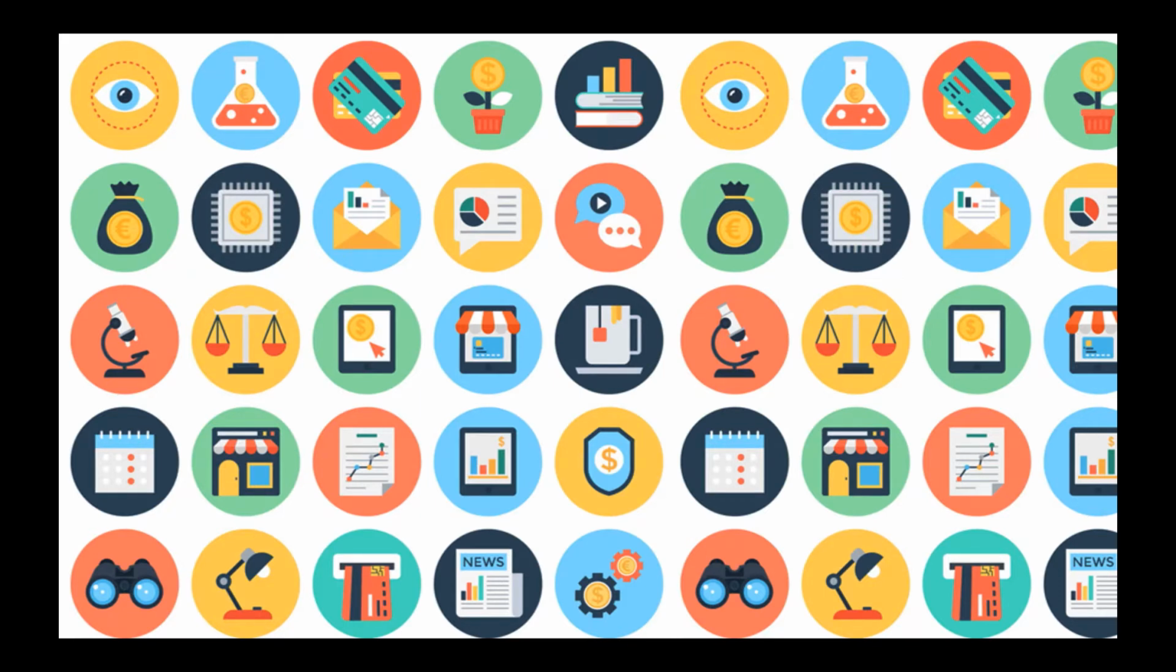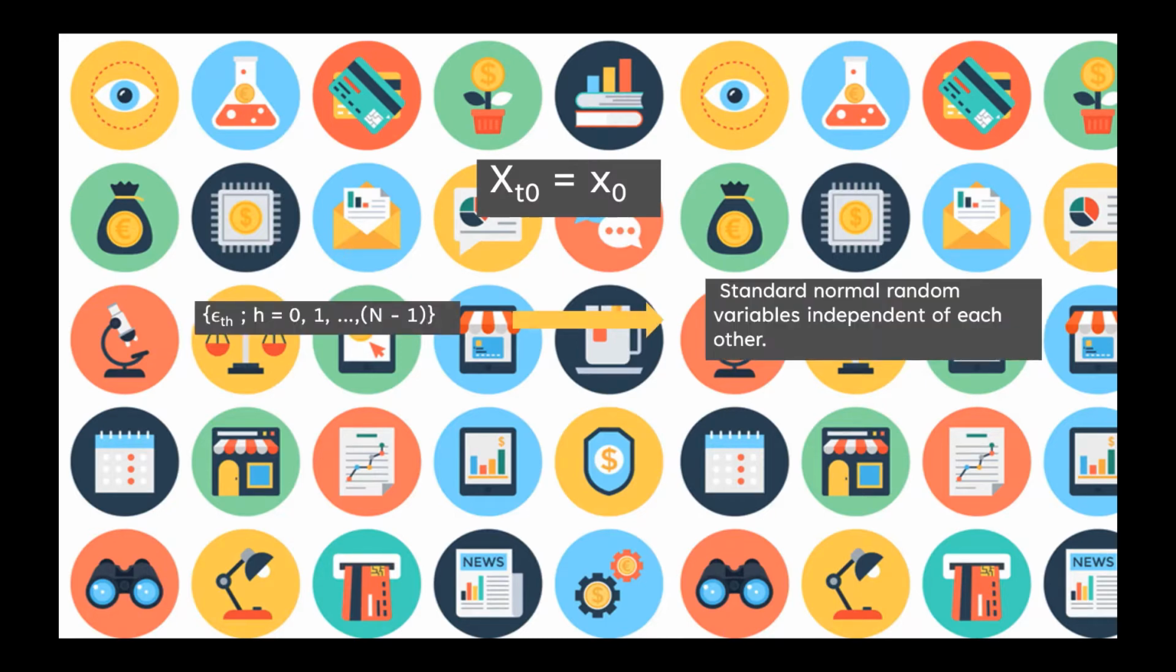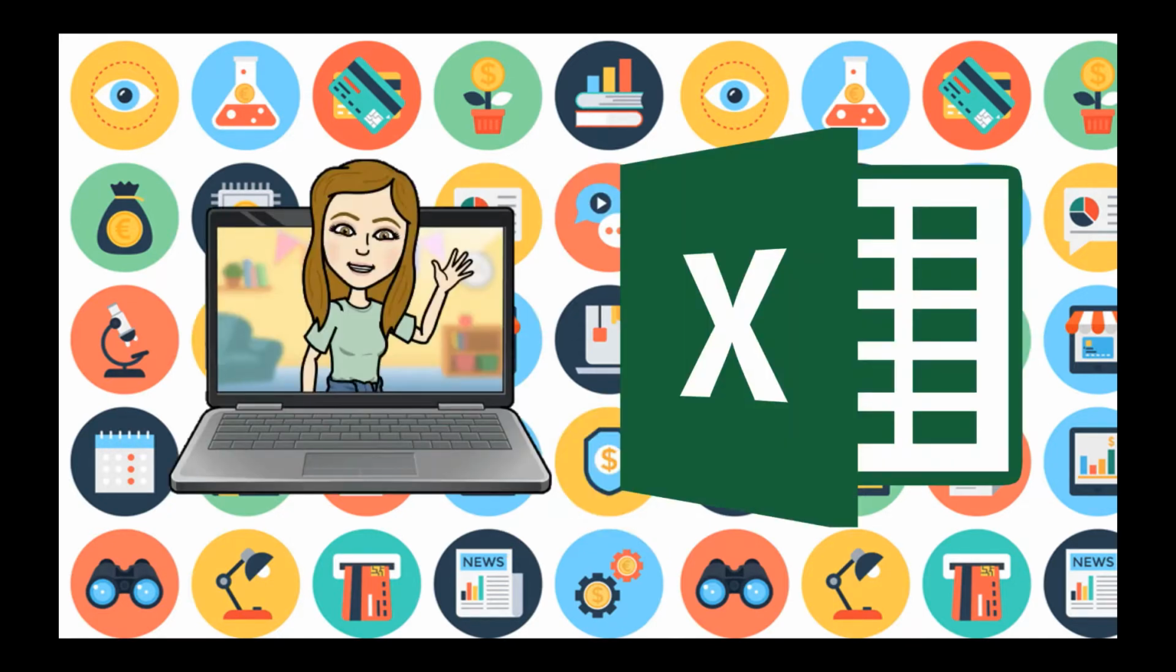It is important to say that x at t0 equals x0 and that this set are standard normal random variables independent of each other. Let's go see this in Excel.